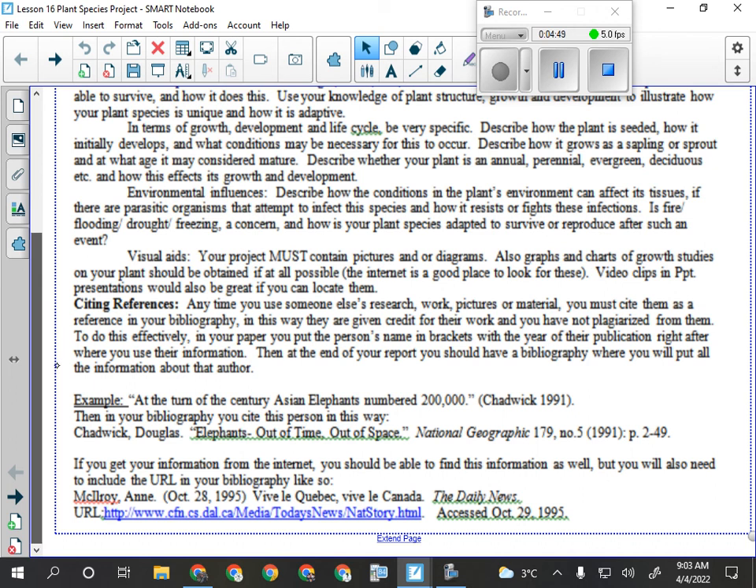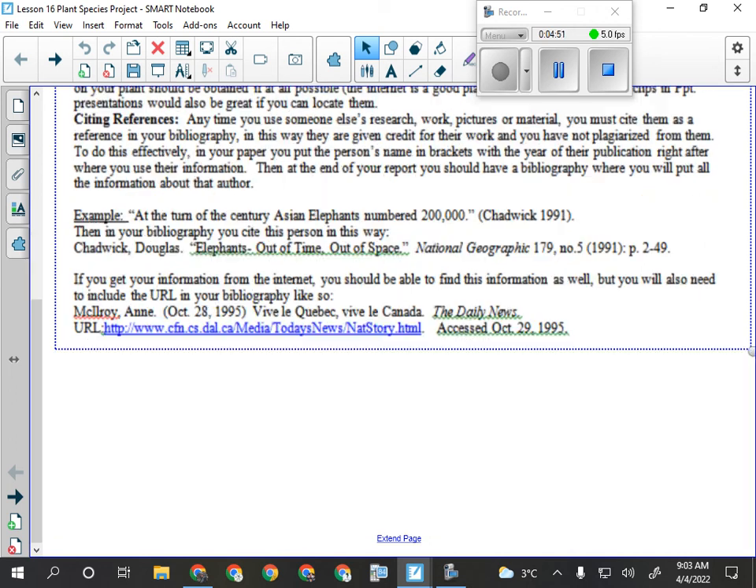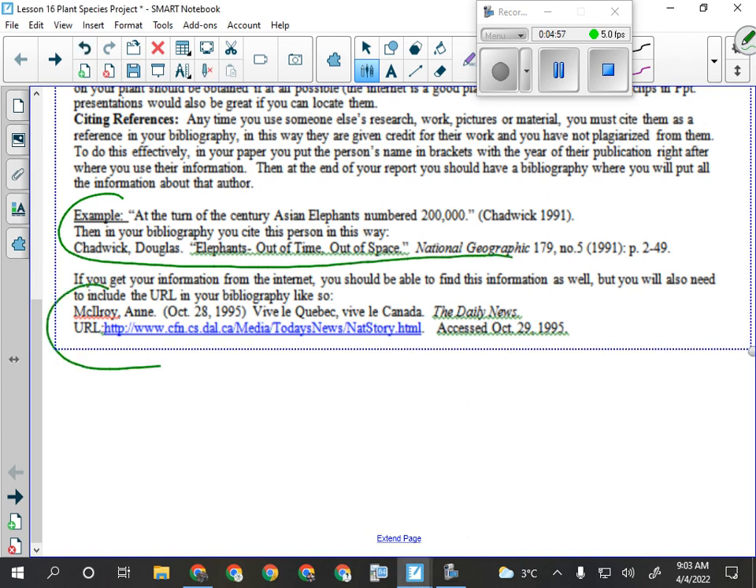Okay, remember when you're citing your references that this is the format I am looking for. Whoops, sorry, that's for a magazine. From an online source: author's name, gotta find it, date it was published, name of the article, name of the website, the URL, and the day you accessed it. I need all of that information.